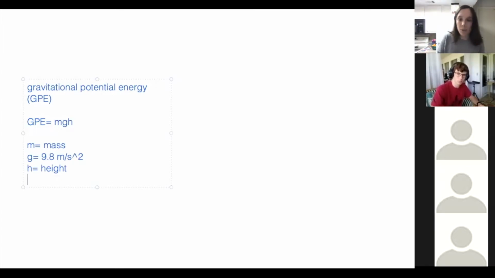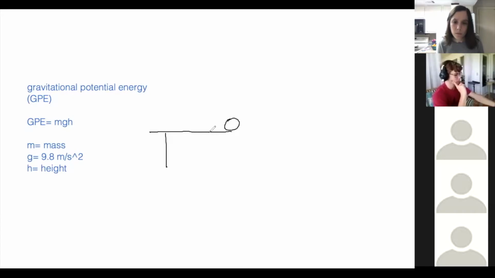Now that is a little bit arbitrary, and the height really is up to the scientist as far as what's useful, because it is relative and it can vary. So for example, if you have a ball on the table right here, you might want to say, well, height is from the tabletop to the floor.